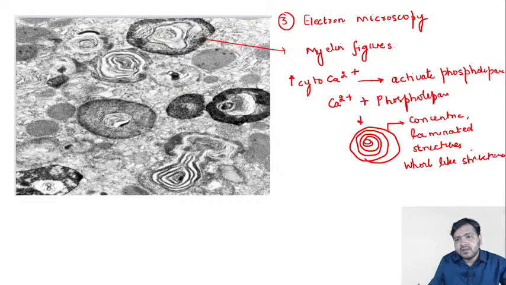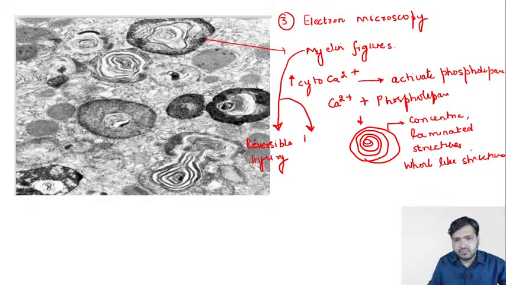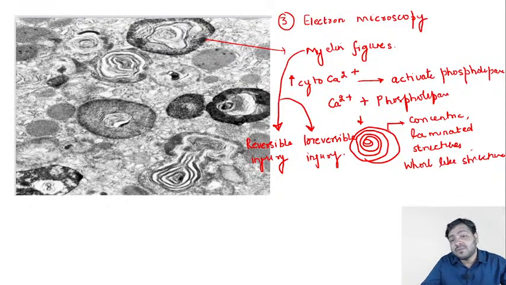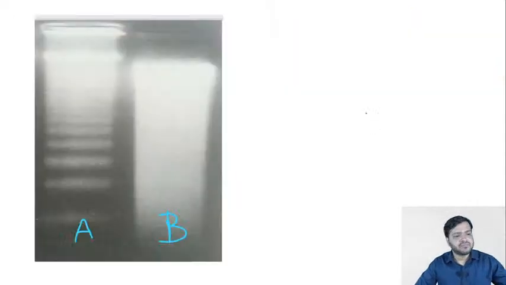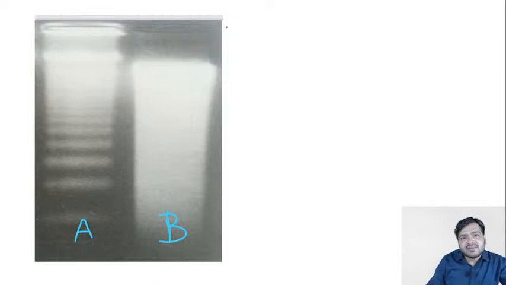And these myelin figures are seen in both reversible as well as irreversible injury. But out of the two options, the more correct would be irreversible injury, guys. Irreversible injury is the more perfect answer in these cases. This question I think has been asked multiple times.